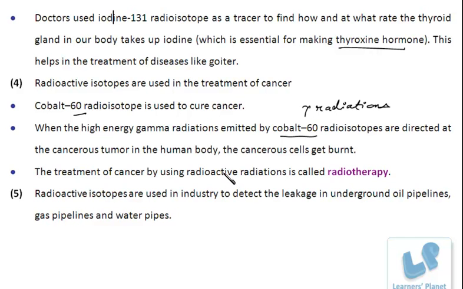There are many more uses. I have discussed a few of them. Radioactive isotopes are used in industries to detect leakage in underground oil pipelines, gas pipelines, and water pipes. So it depends, students. Radioactive isotopes have wide application in medicine, in industries, for generating energy. Even these isotopes can be used for making atomic bombs. So it depends on human beings how to use these radioactive isotopes.